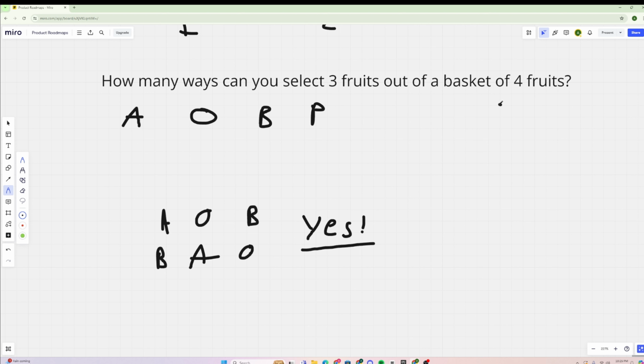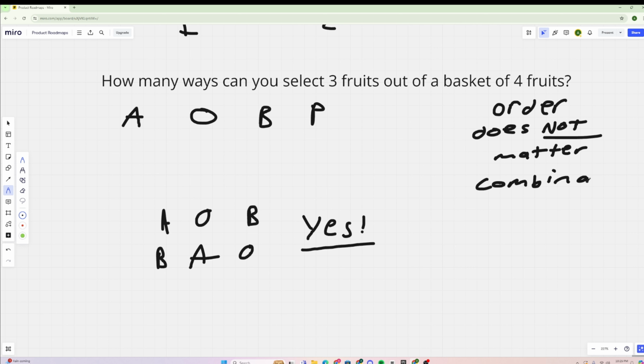So, order does not matter, which means it's a combination. Right? And we can see order does not matter, because if I take an apple out first, and then an orange, and then a banana, I'm still picking out the same 3 fruits as if I were taking out a banana, apple, and then an orange, right? So it doesn't matter what order I pick them out in.